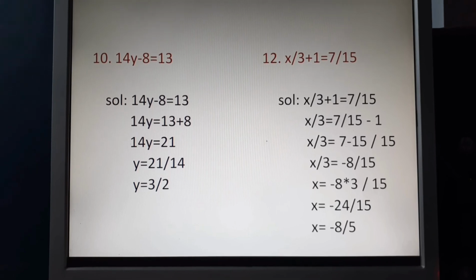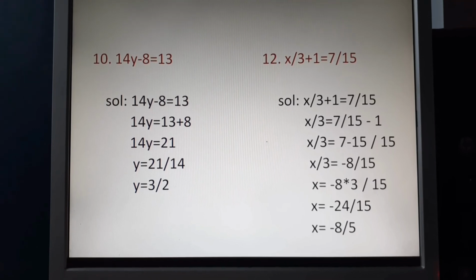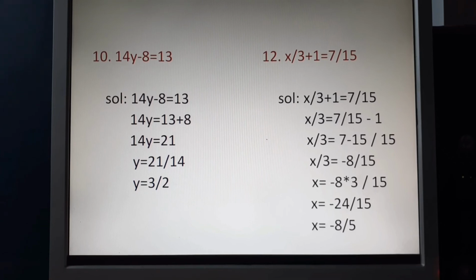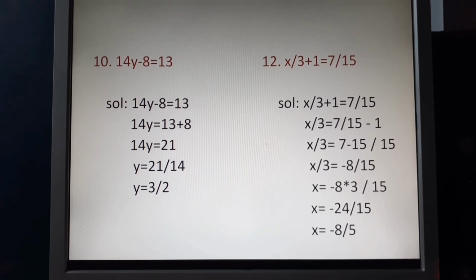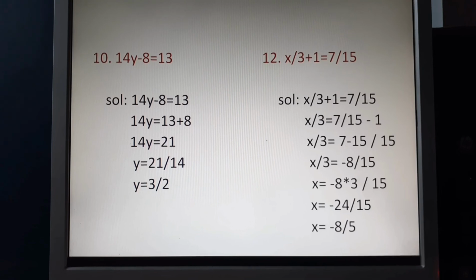x divided by 3 is equal to 7 minus 15 divided by 15. Here we took the cross multiplication. x divided by 3 is equal to 7 minus 15, which is minus 8, divided by 15.